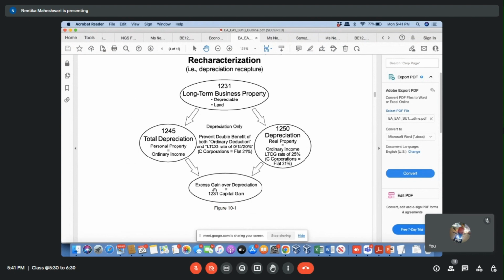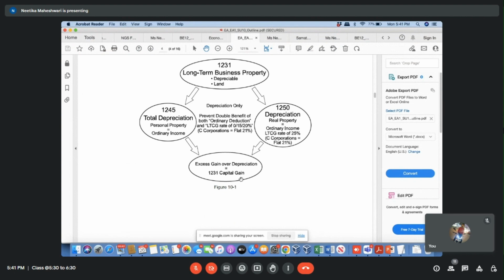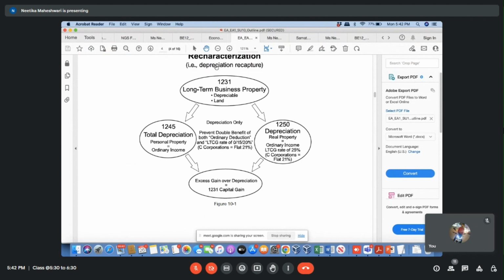Any excess gain over depreciation is 1231 capital gain. 1231 is usually what we need to remember: whenever we are talking about section 1231, it will usually give us the most benefits in terms of taxes, because everything is coming up as 1231 capital gain, meaning long term capital gain, which will get taxed at a lower rate. But when we are talking about depreciation recapture, then immediately it should strike in our mind that it can be considered as ordinary income.